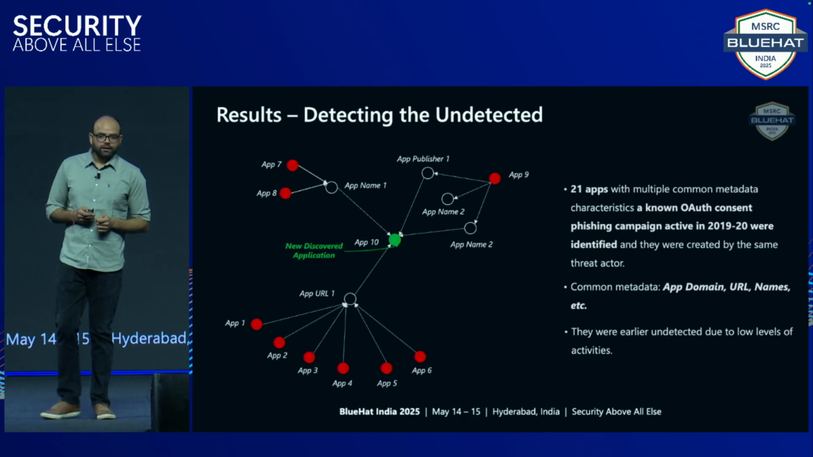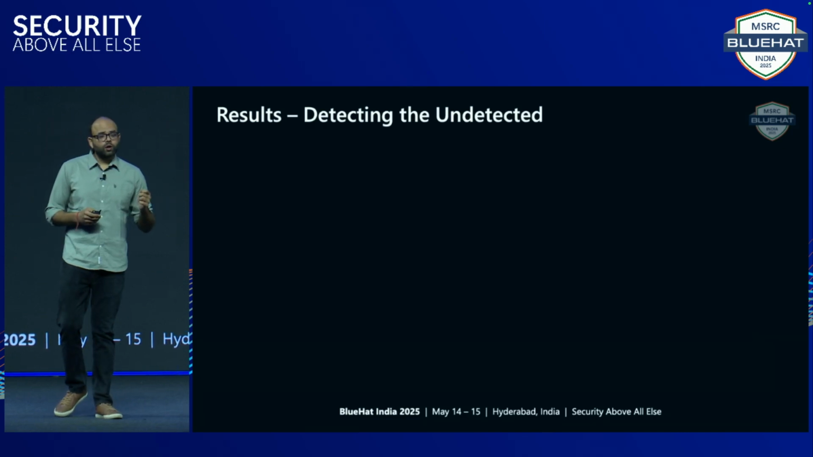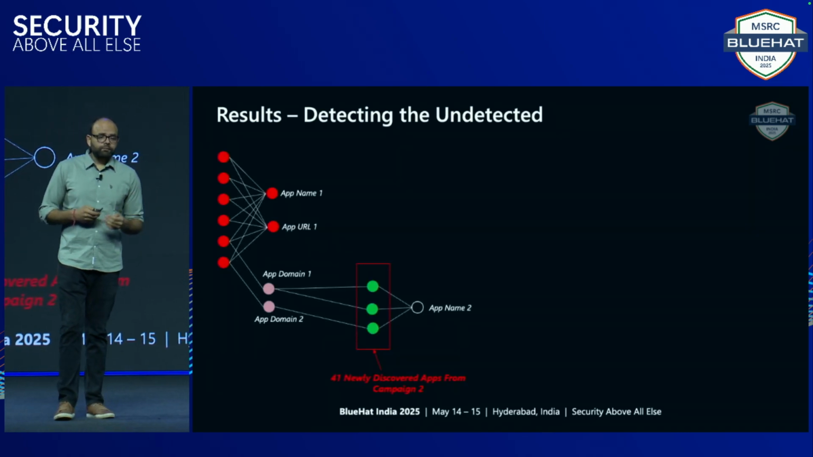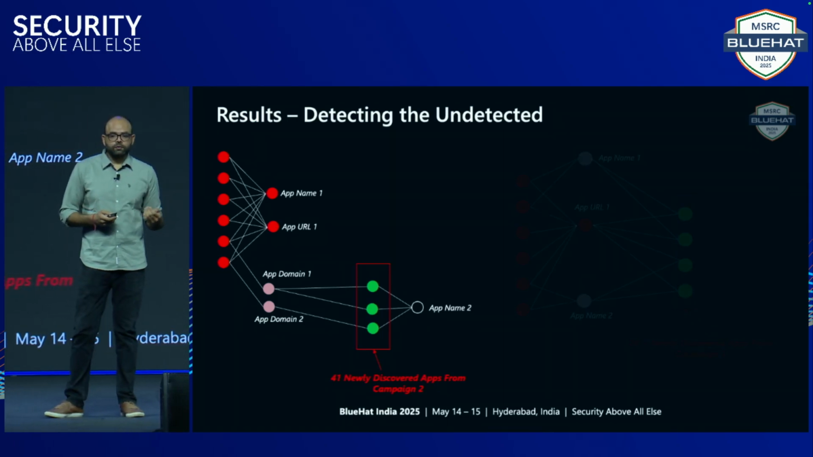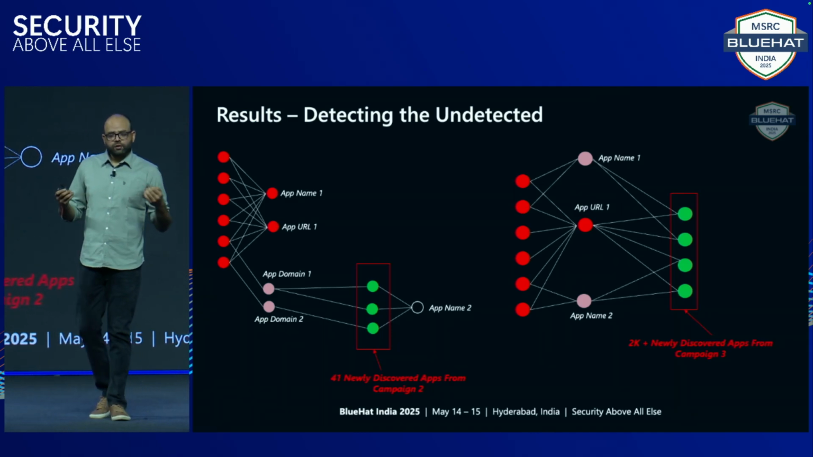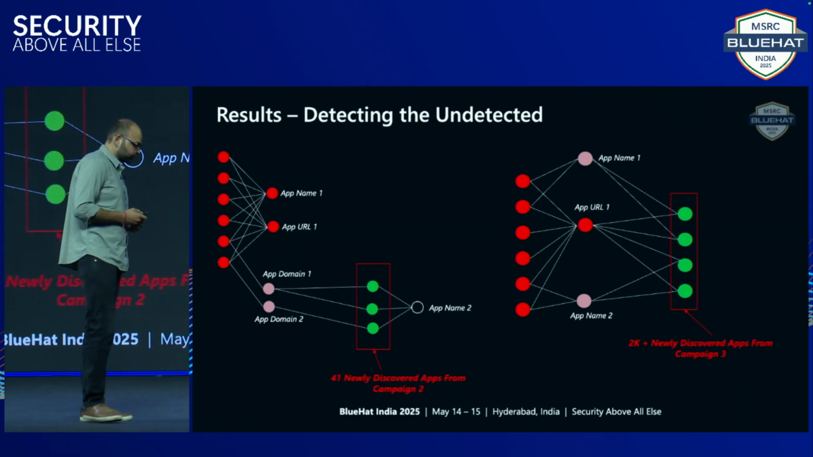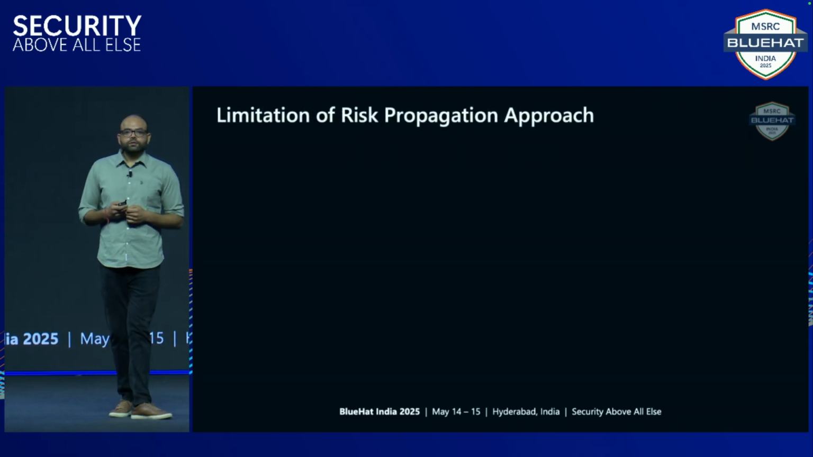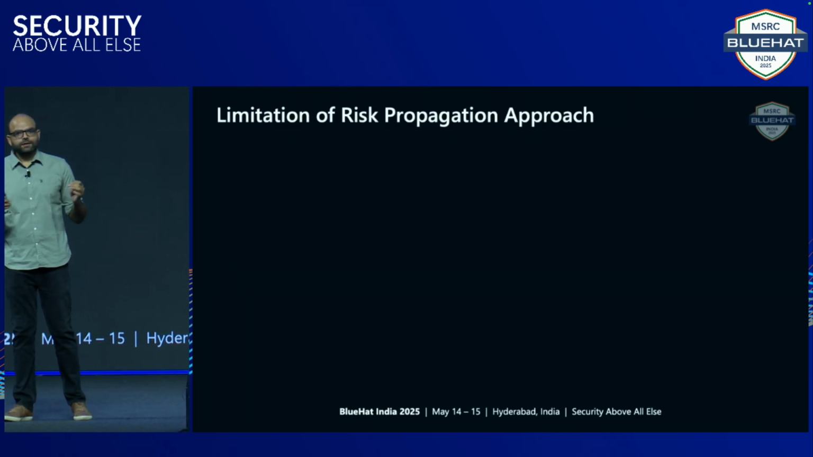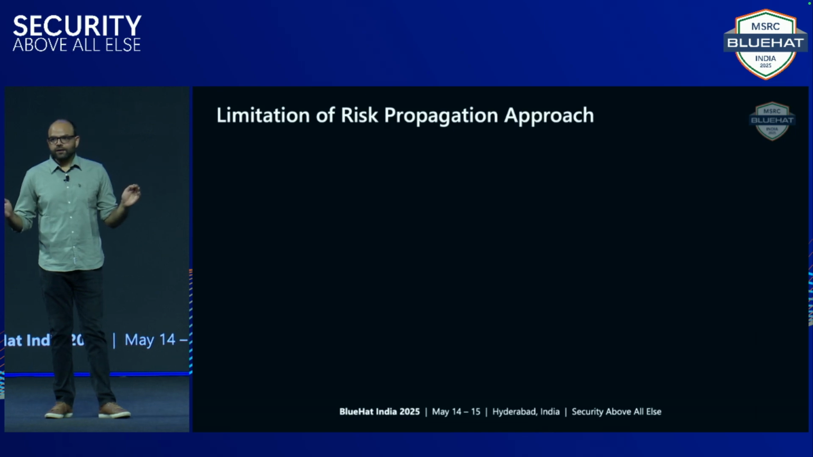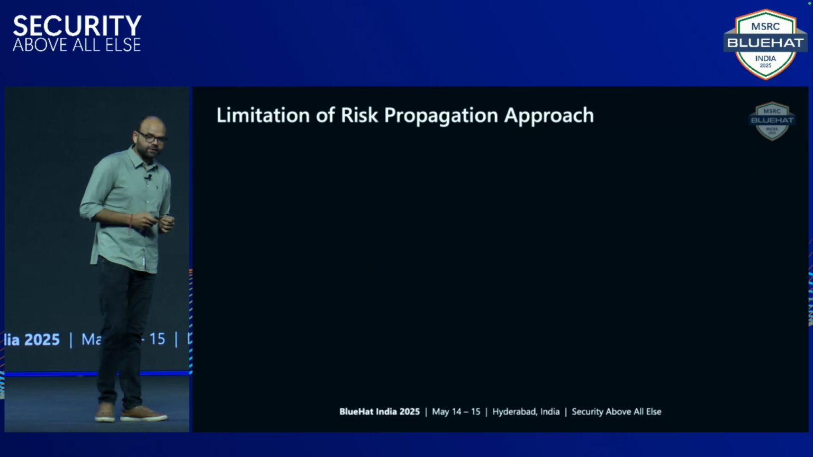Now, it's not a single example. We have consistently seen this output help us detect many applications in more and more campaigns. There was another campaign where applications were abusing user subscriptions, and we found 41 new applications using this approach. In another large-scale campaign, we started with a few applications, and we discovered 2,000 plus applications by using the risk propagation. We put this model into production around 2 years back, and it gave us significant success. But like any other detection, it came with its own limitations. Let's see what the limitations of this architecture could be.